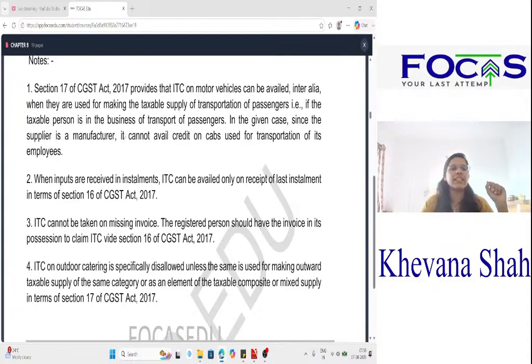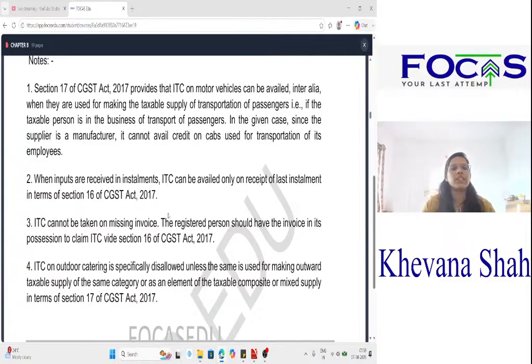Section 17 of the CGST Act provides that ITC on motor vehicles can be availed where they are used for making taxable supply of transportation of passengers, if the taxable person is in the business of transportation of passengers. So here the supplier is a manufacturer of goods, so that is the reason this person cannot avail credit on cabs used for transportation of its own employees.